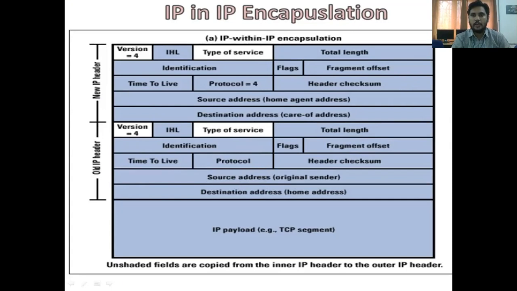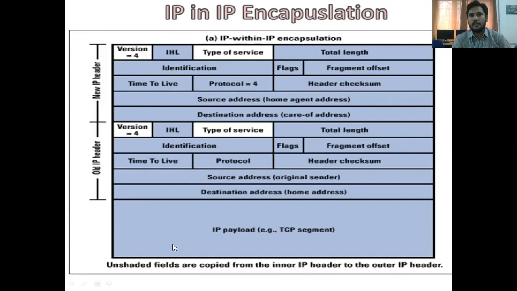That means a mobile node is moving from one location to another location automatically. The new locations are called the care of addresses for the mobile node, that we discussed in the IP packet delivery. So the destination address is the care of address, and the source address is the home agent address, with header checksum, protocol, time to live, identification, flags, fragment offset, total length, type of service, IHL and version 4. This is the IP in IP encapsulation, with the old IP header and new IP header.